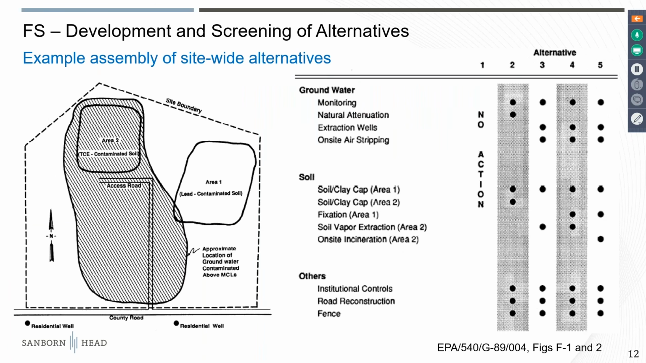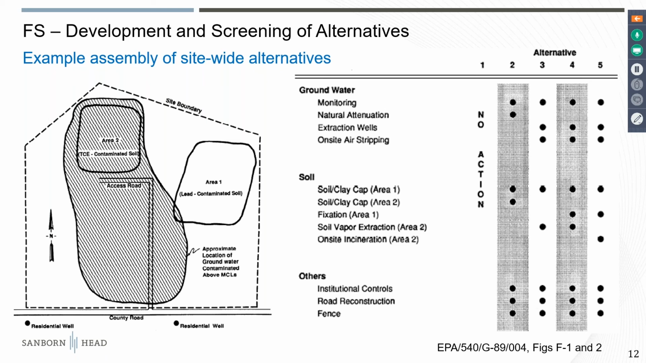So this is just a hypothetical example of how a site has put together a number of alternatives to address different contaminated media. In this hypothetical example, there's an area of lead contaminated soil here and a TCE area of contaminated soil that's led to a plume in groundwater. So we have 2 really different classes of contaminants. We have a metal and we have volatiles, and we have both soil and groundwater addressed.